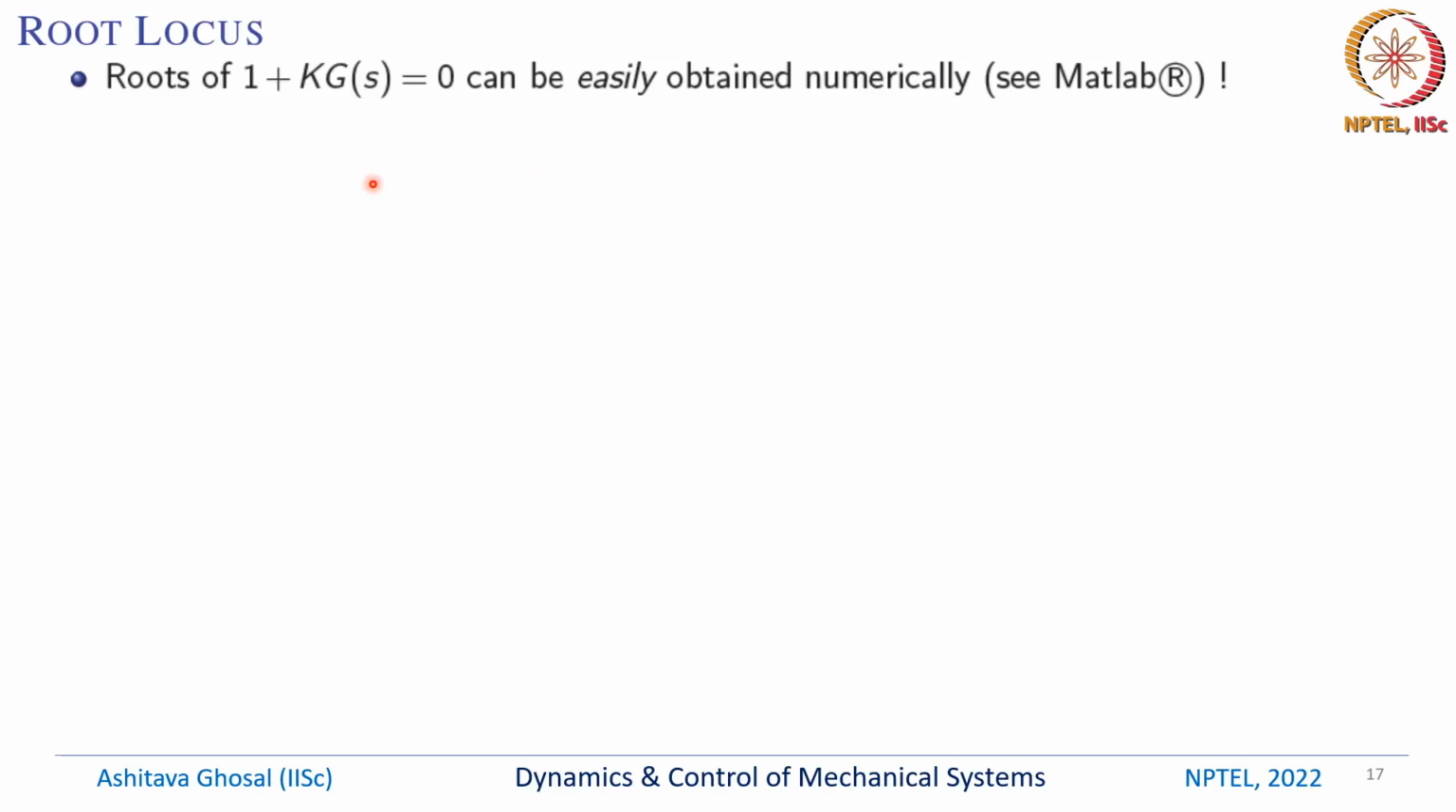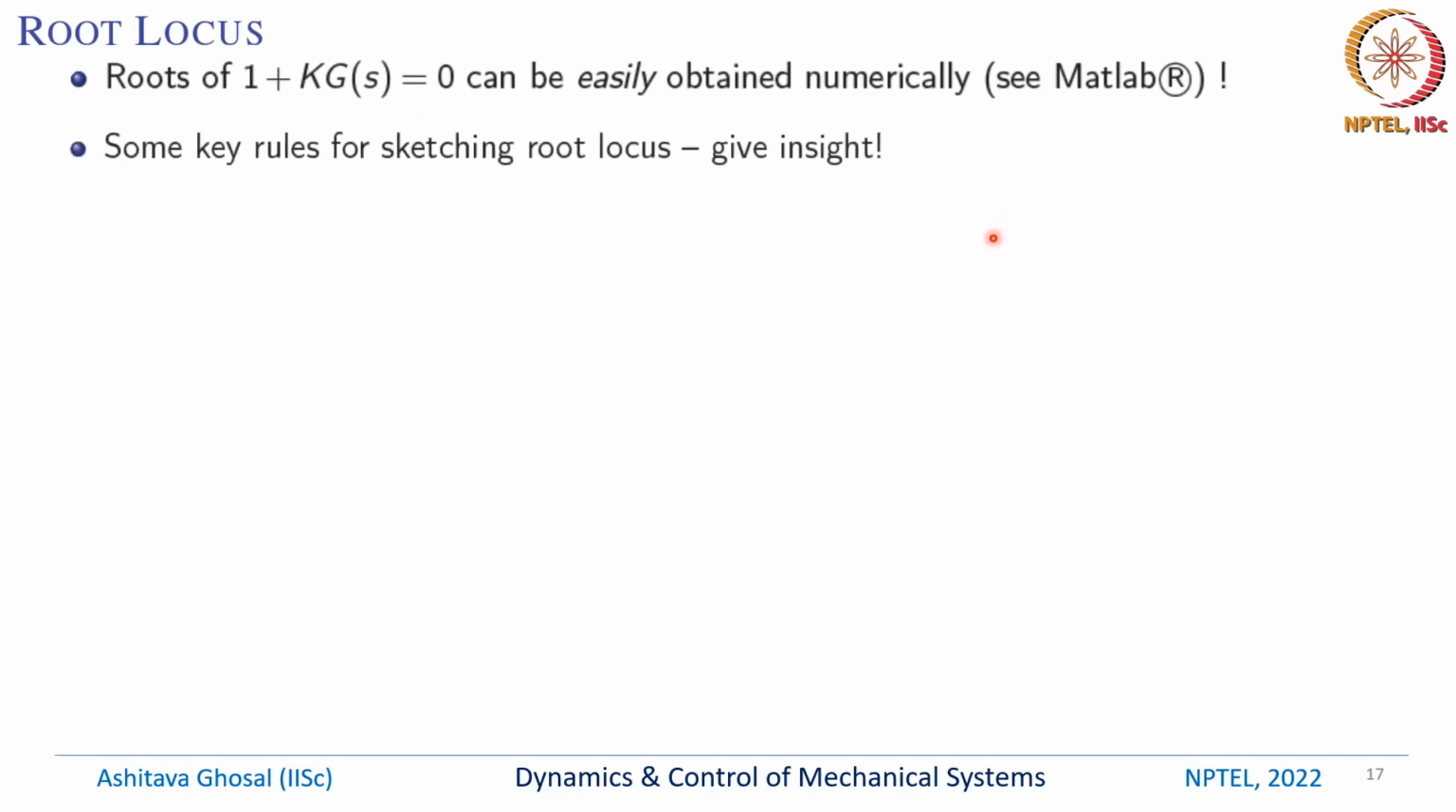So remember, we are given the open loop transfer functions. So basically the zeros and poles of the open loop transfer function. All we need to do is form this closed loop denominator polynomial, which is 1 plus K into G(s), and we can very easily solve them numerically in MATLAB. And in fact, that is what everybody does.